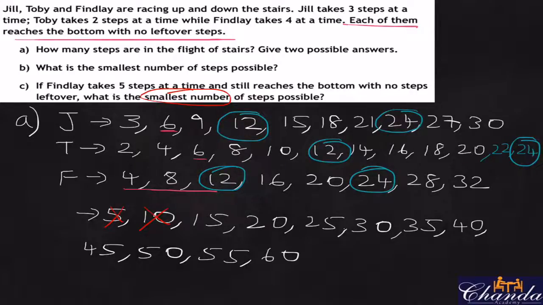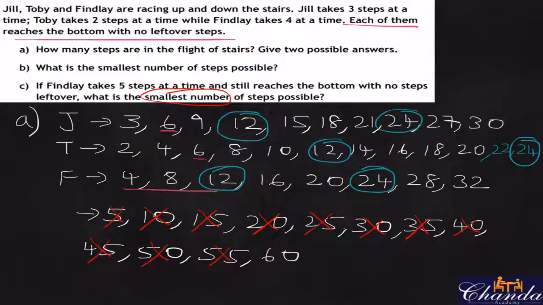15 does not come up for 2's and 4's. 20 does not come up for 3's. 25 doesn't come up for any of them. 30 does not come up for the 4's. 35 doesn't come up for any of them. 40 does not come up for the 3's. 45 does not come up for the 2's or the 4's. 50 does not come up for the 4's or the 3's. 55 does not come up for any of them.